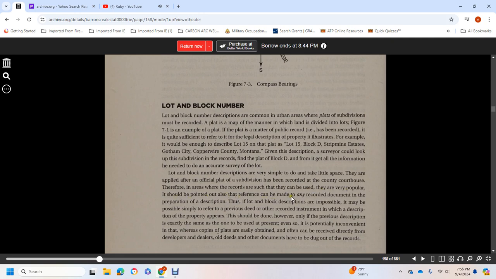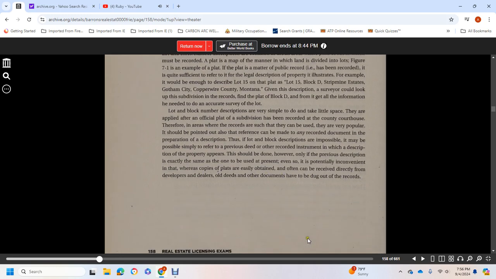Also, reference can be made to any recorded document in the preparation of a description. Thus, if a lot and block description is impossible, it may be possible to simply refer to the previous deed or recorded instrument in which the description of the property appears. This should be done, however, only if the previous description is exactly the same as the one to be used at present. Even so, it's potentially inconvenient in that copies of the plat are easily obtained, often directly from the developer, whereas old deeds or other documents have to be dug out of the records.